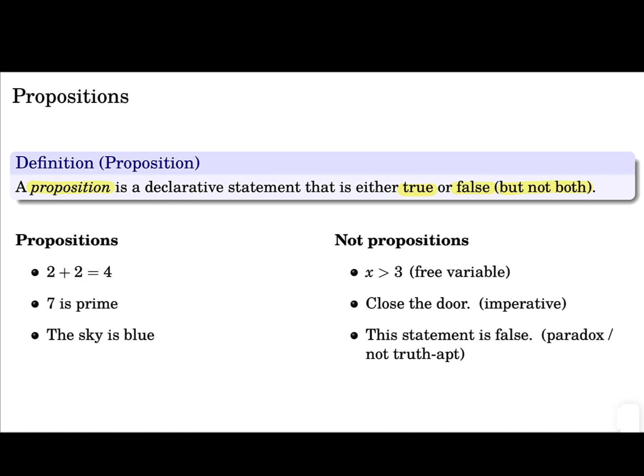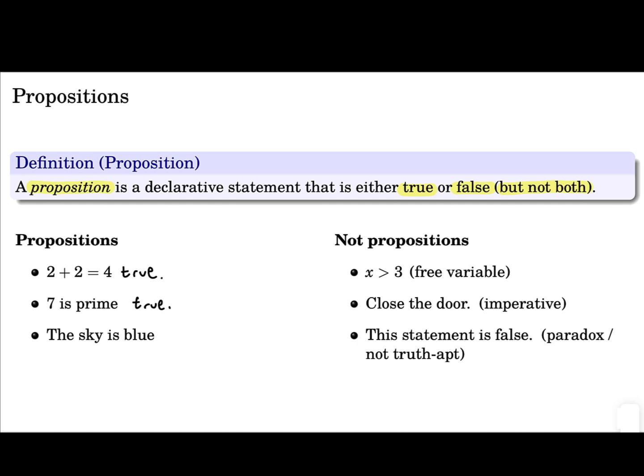So as an example, consider the proposition 2 plus 2 is equal to 4. So it's a declarative statement. It's saying something, and what it's saying is true. So this is indeed a proposition. The same with the proposition the number 7 is prime. So 7 is a prime number. So this is true. You could also have a statement like the sky is blue.